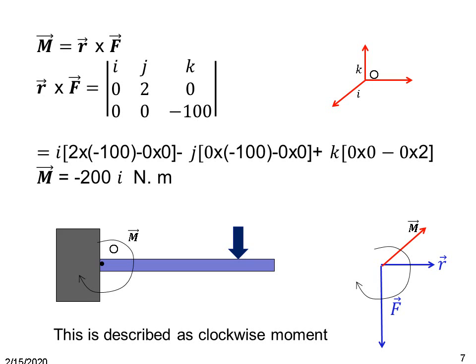We will represent the R vector as 2J in this direction, and the F vector is acting downward. So the M vector is acting in the minus I direction, so this way. So this is a clockwise moment, okay, clockwise moment.